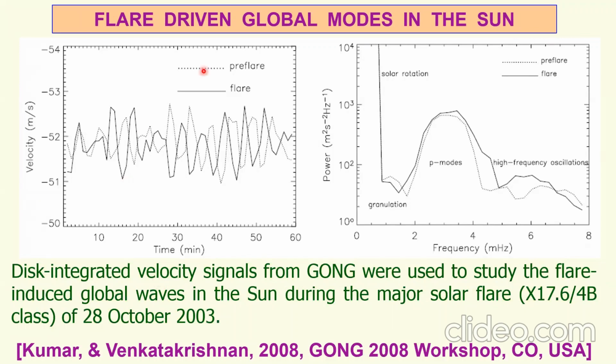The dotted line is for the pre-flare and the solid line is for the flare. So this shows the progress of velocity with time, and then this is the comparison of power spectra. The solid line is the power spectra during flare, and the dotted line is the power spectra during pre-flare. So one can see here, during the flare, there is enhancement of power in the P mode regime as well as in the high frequency regime, which shows that the flare has also induced global modes in the sun.